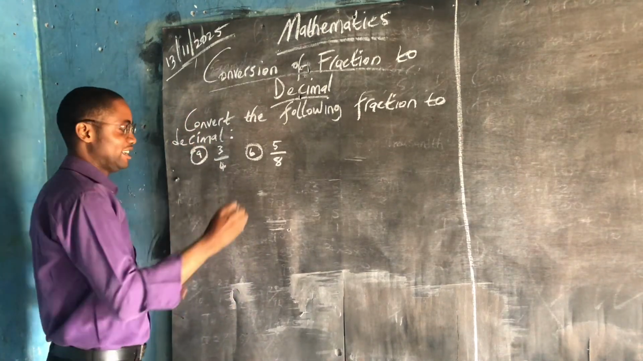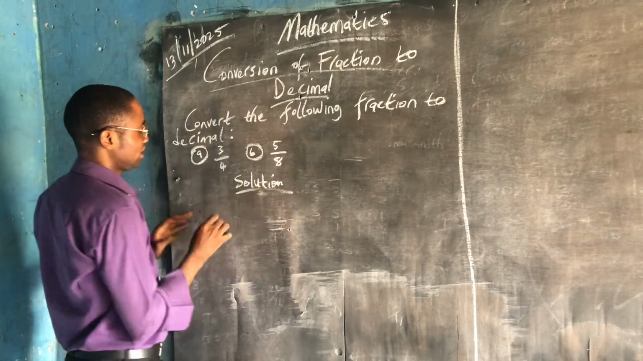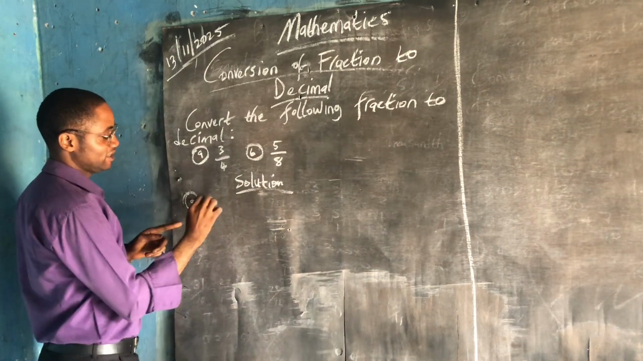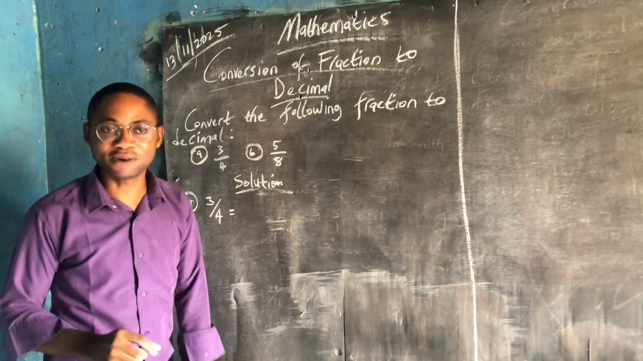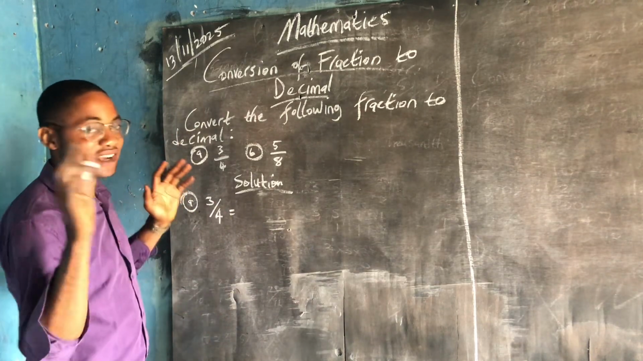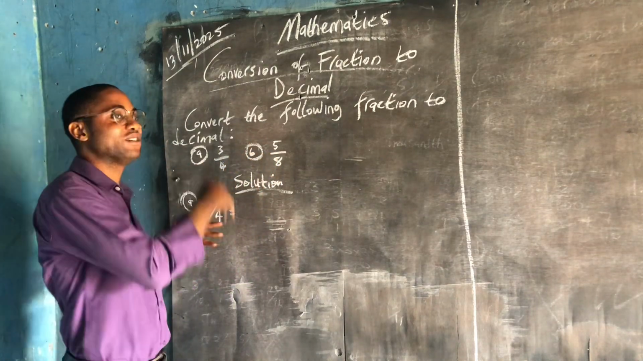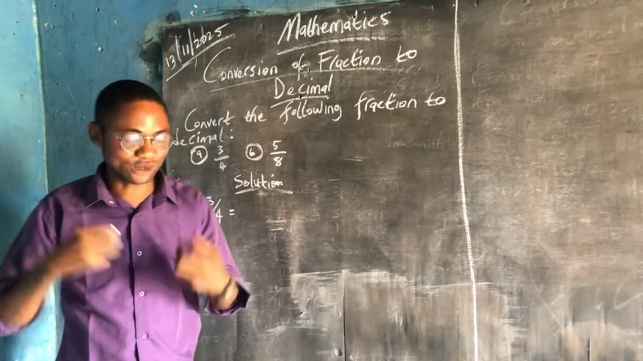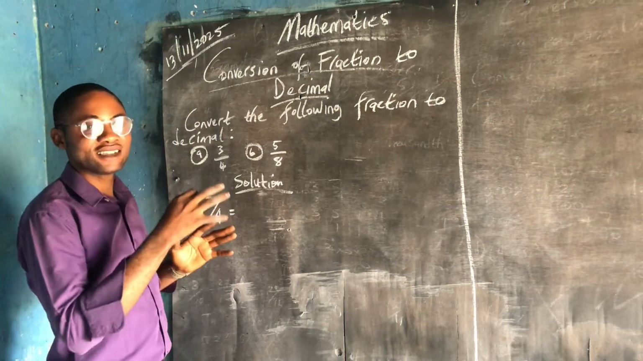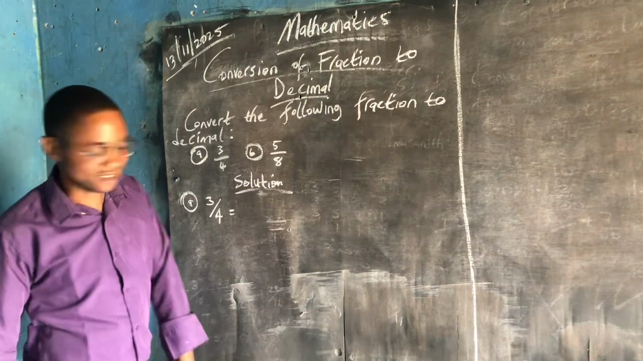Now let us start with the first one. I'll have my A, 3 over 4. Convert to decimal. How do we do it? Very simple. We do division. There are two methods. You can either choose to divide it or you use what is called the long division method. So let us divide it just like that, and let's see what we'll get.